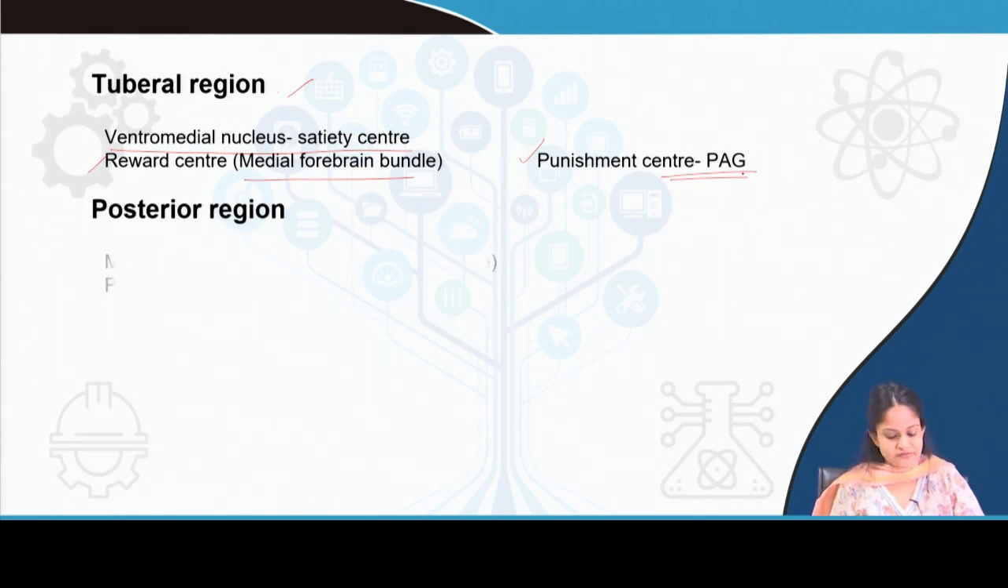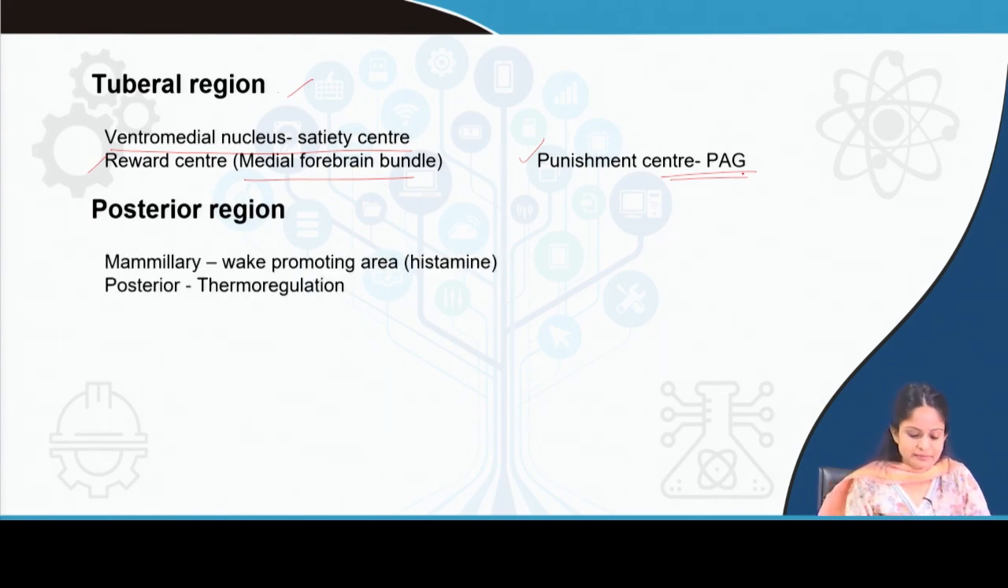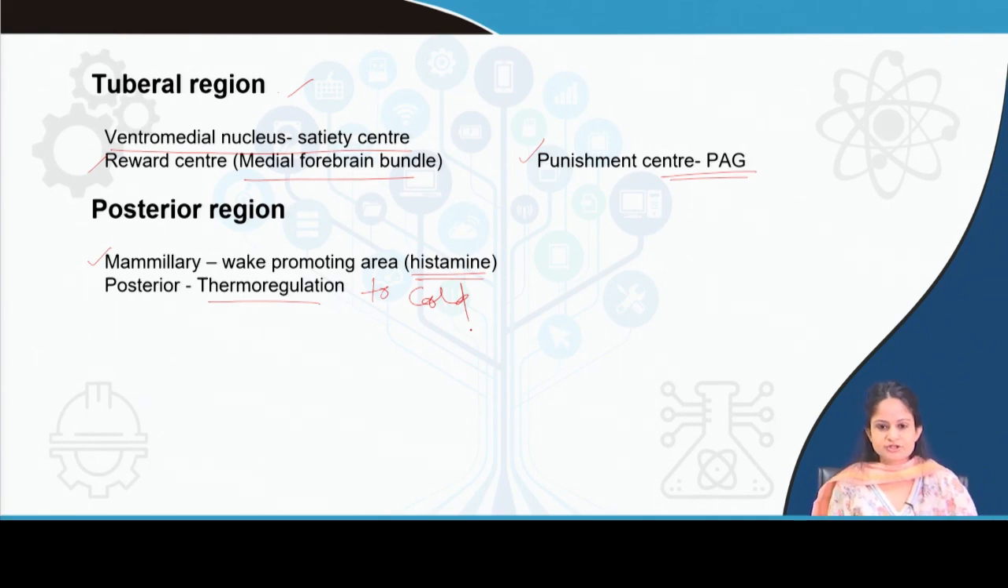Coming to the posterior region of hypothalamus, mammillary region, I told you 2 regions you have to remember, one which induces sleep, the other which causes arousal, that is a wake promoting region. So, wake promoting region is present in the mammillary region, and here the neurotransmitter is histamine, there the neurotransmitter was GABA. And posterior hypothalamus is mainly responsible for thermoregulation to cold. That means whenever you are exposed to cold region, you will shiver. So, this shivering occurs because of activation of this posterior hypothalamus. Anterior hypothalamus, median preoptic nucleus was mainly for the thermoregulation when you are exposed to hot region.